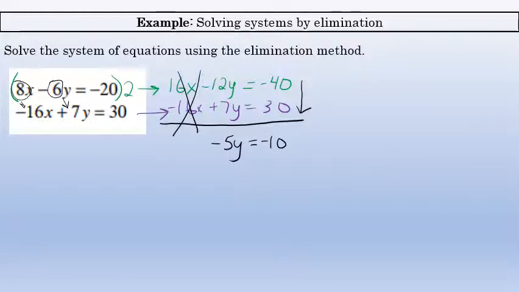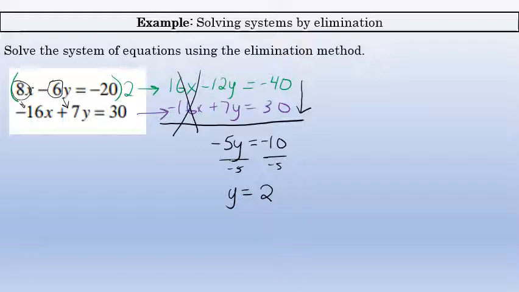Step 3, solve for the remaining variable. If you do step 1 and step 2 correctly, one of the variables will always be eliminated, and then step 3 is to solve for the remaining variable, which in this case can be done in one step. I'll simply divide both sides of the equation by negative 5, and y equals negative 10 divided by negative 5, which is positive 2.